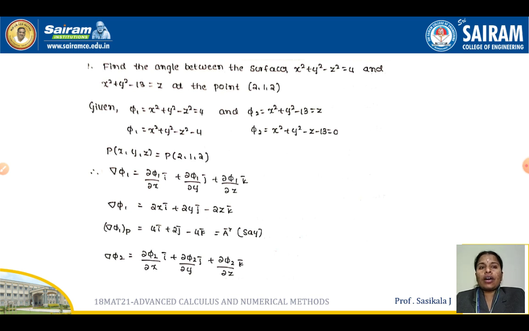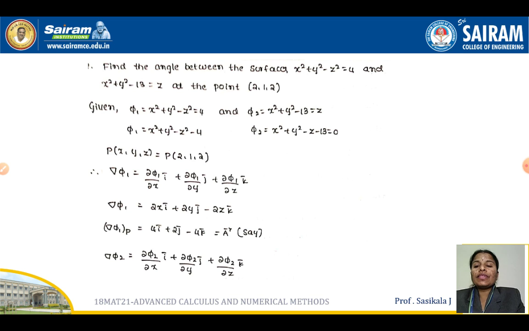Then I can get the two vectors, a vector and b vector. So what you have to do is take the given point 2, 1, 2 and substitute. I'll get a vector and b vector at the point. Then you can use the formula: cos theta is a vector dot b vector divided by modulus of a vector into modulus of b vector. Okay, so we'll go for the solution.